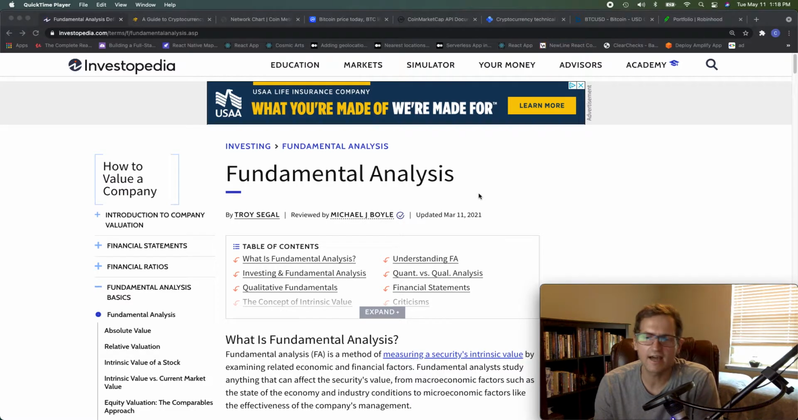So, today I would like to go over fundamental analysis with you. This is a trading strategy that is used by professionals. I have it pulled up here from Investopedia. I'm not paid by Investopedia or any of these websites that I show you for that matter. I'm just going over cryptocurrency because I really enjoy it, and I just want to share it with you.